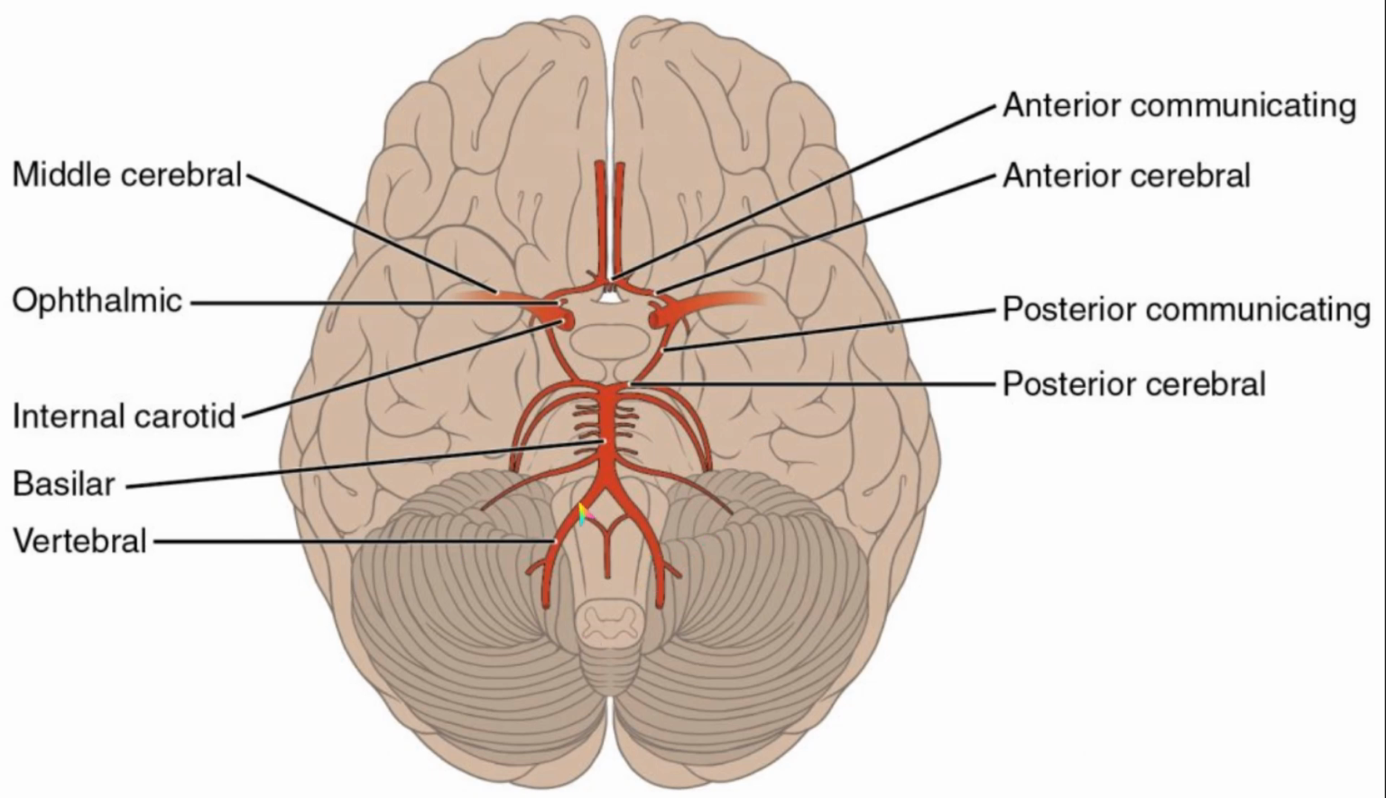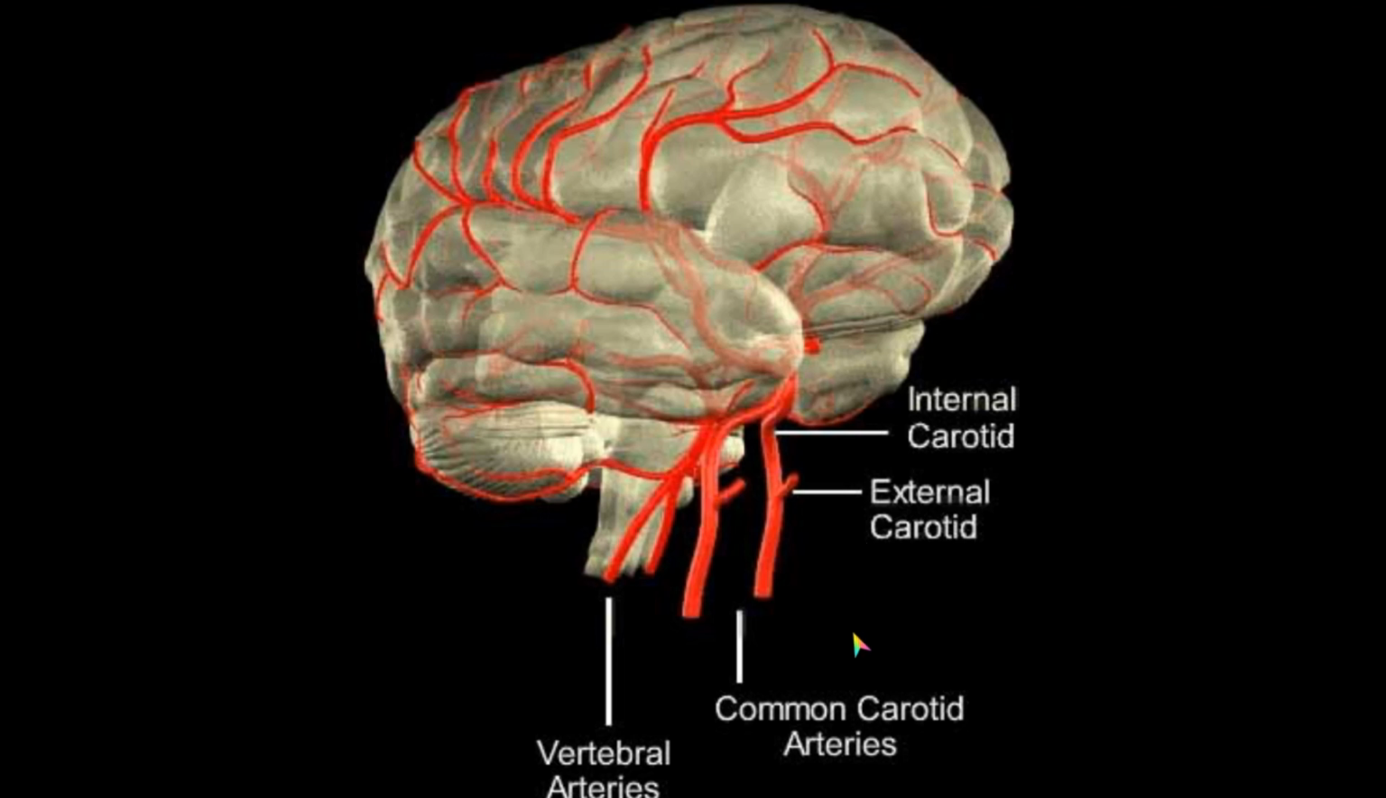You can see these two vertebral arteries, anterior spinal artery, basilar artery, pontine artery, discussed already, posterior cerebral artery, posterior communicating branch, internal carotid artery, ophthalmic artery, middle cerebral artery, and the anterior communicating and anterior cerebral arteries. These are all we have discussed. Now you can see the picture coming like that.